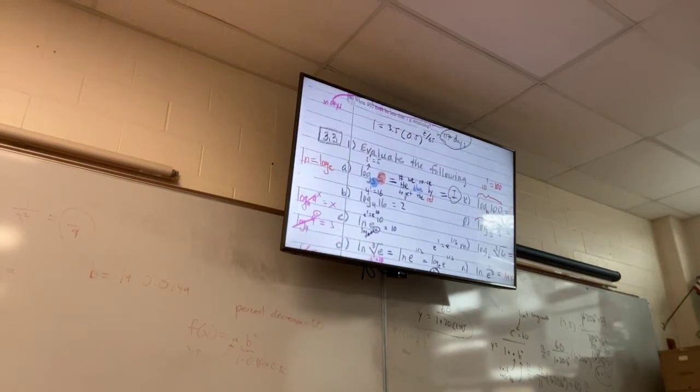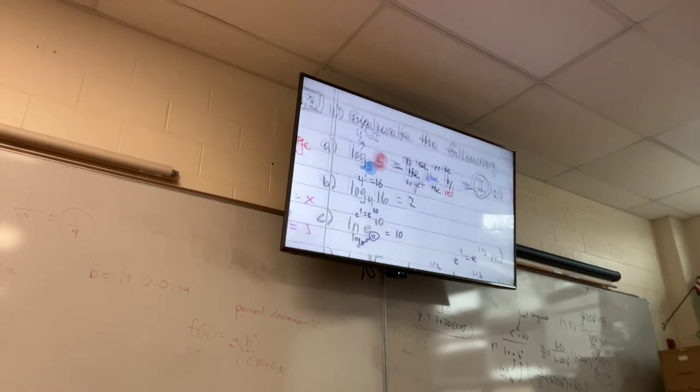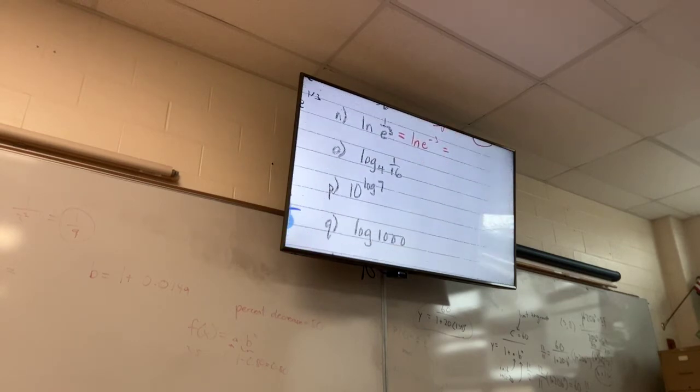Not quite. Let's look at what I wrote on the board. Yeah, ln is the same thing as log base e. So log base e of e to the -3, what happens here then? It's going to cancel, and we're left with what? -3. There you go.